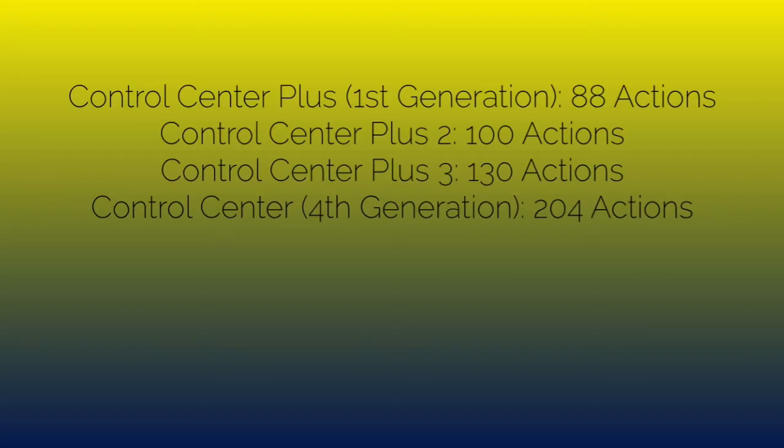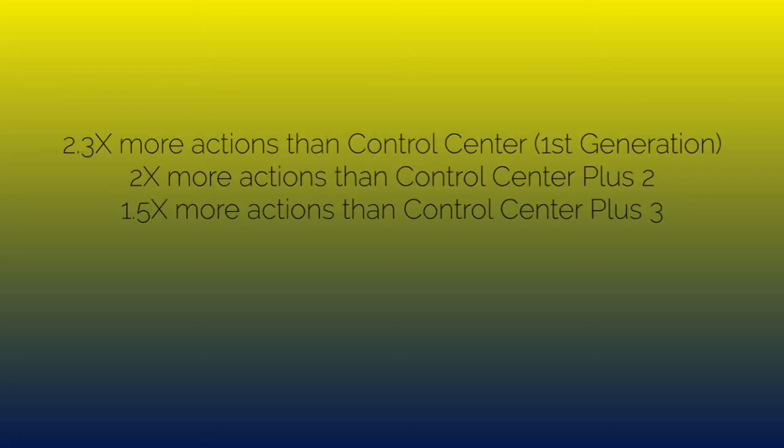Even better, let's take a look at the history of the entire Control Center Plus lineup. You can see that Control Center Plus, the first generation, had 88 actions, Plus 2 had 100, Plus 3 had 130, and Plus 4, the fourth generation, 204. So that makes it 2.3 times more than the first gen. It has 2 times more than Plus 2, and 1.5 times more than Plus 3.